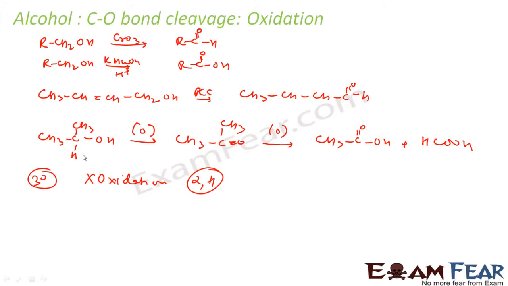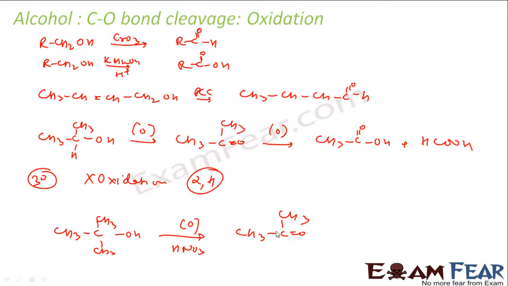So under extreme condition only it goes. We will not study about that oxidation. If you want, I can give you one reaction under very, very extreme condition. So this is CH3. This is my tertiary alcohol. This oxidation with nitric acid, very extreme condition, you get something like this. And then further oxidation you can do. This we have done actually. This is same as this.